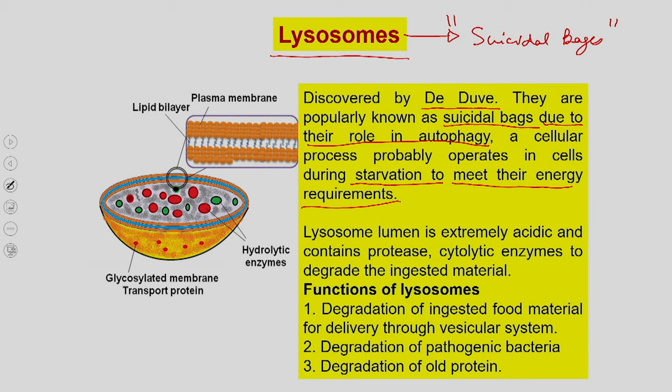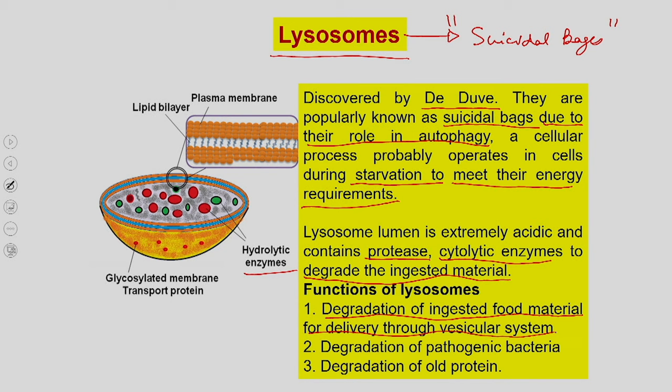So, as you can see, lysosomes are double-walled membranous structures. They contain glycosylated proteins on the surface, and the lumen of the lysosome contains hydrolytic enzymes. Its pH is very low, and it contains cytolytic enzymes and proteases, and the purpose of these substances is to degrade the ingested material. Which means, what is the function of lysosomes? The function of lysosome is the degradation of ingested food material delivered through the vesicular system.